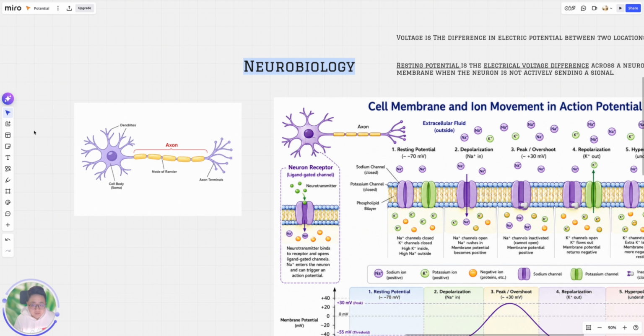Number 1, let me grab my pen, is voltage. The definition of voltage is the difference in electric potential. You can understand electric potential as a calculated value between 2 locations. And 2, opposites attract. Yes, opposites attract. And the same repel. Yes, repel.